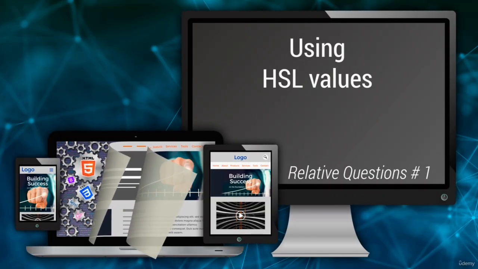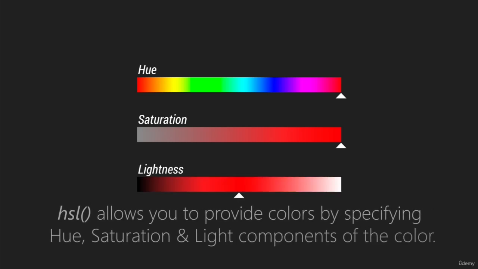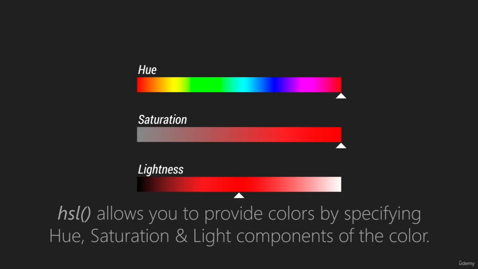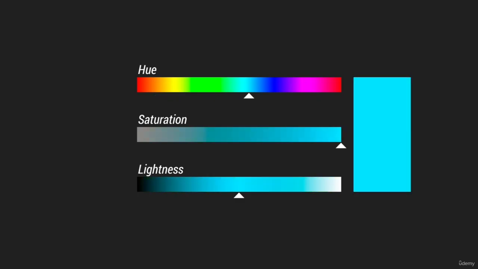The HSL, which stands for hue, saturation and lightness, is a CSS function which allows you to provide colors by specifying hue, saturation and light components of the color. The HSL model is very easy to use and understand compared to the RGB color model, because the HSL model allows you to select a base hue and then adjust its saturation and lightness as desired.